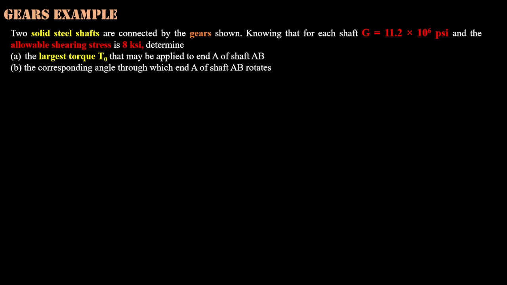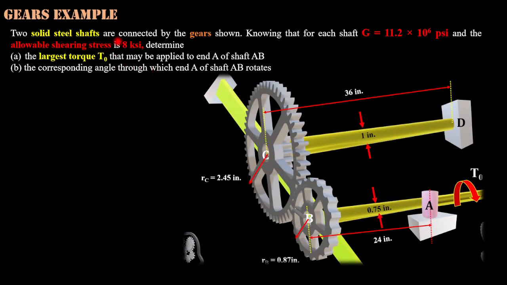So in this problem, we have two solid shafts which are connected to each other by two gears, and the shearing modulus of each of them is 11.2 times 10 to the 6 psi. The allowable shearing stress for each of them is 8 kilopounds per square inch. We want to know the maximum torque which can be applied at end A for each shaft, and then the corresponding angle of twist at end A. Let's approach the problem.